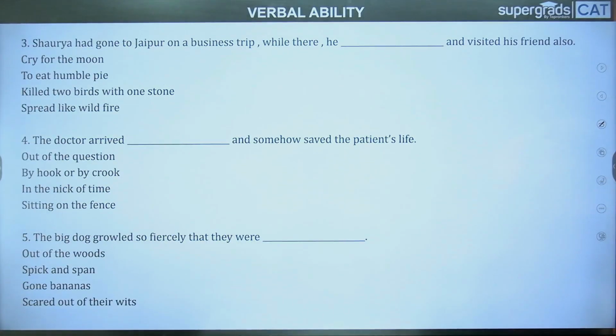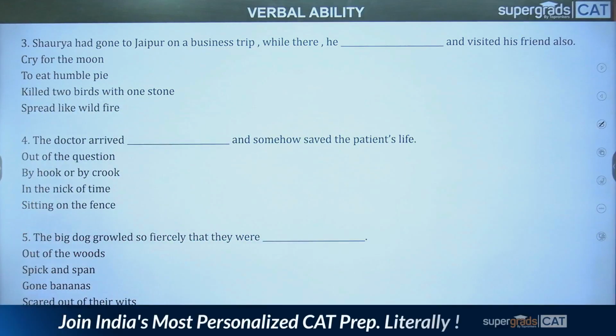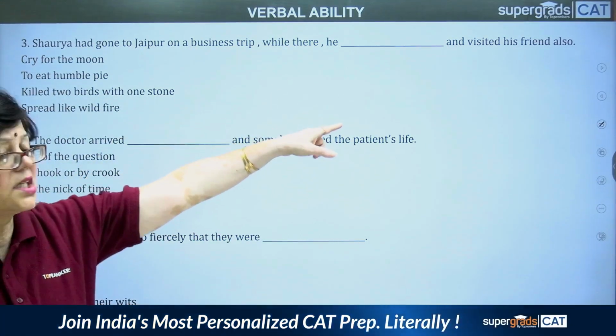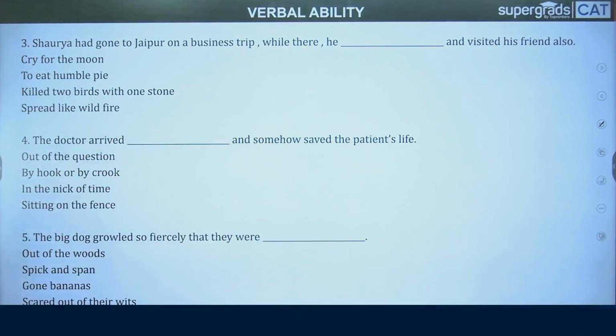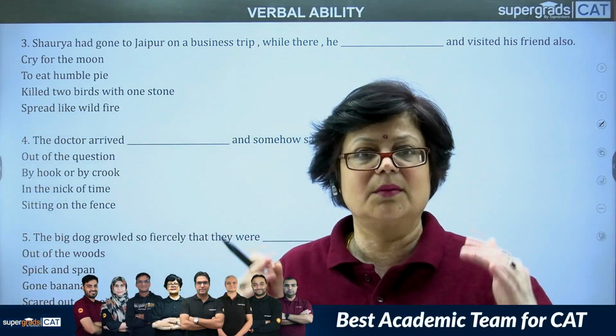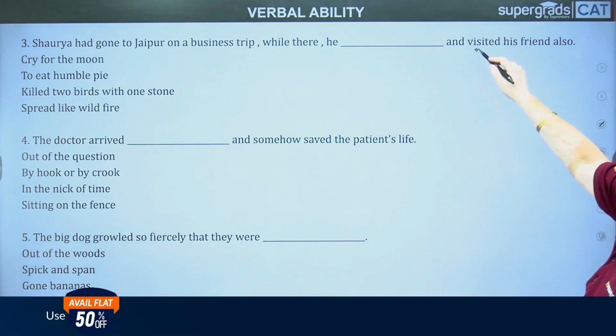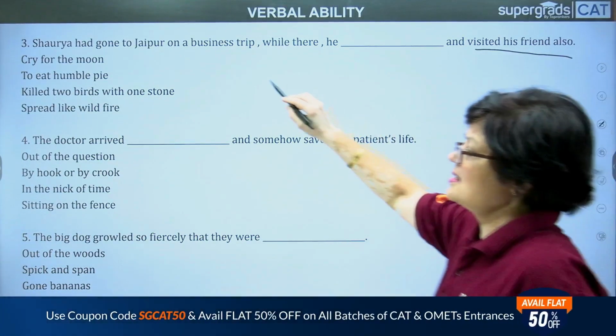Next, Shaurya had gone to Jaipur on a business trip. While there, he dashed and visited his friend also. So this person had gone to a particular city on a business trip. But what did he do there? He met his friends also, right? So let us see the options.